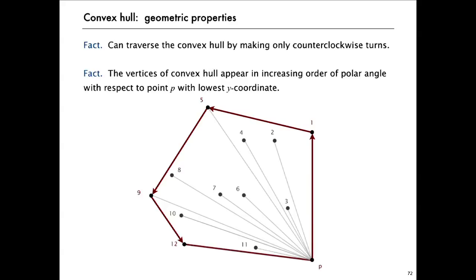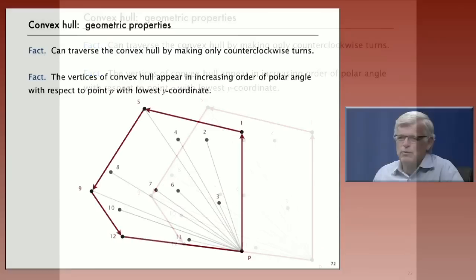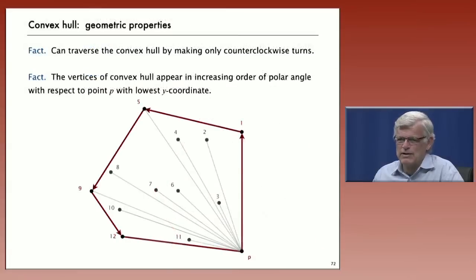The other thing is, if you take the point with the lowest y coordinate, and then look at the polar angle, for every other point with respect to that one, so the angle you get from the x-axis through P up to the point, then the vertices appear in increasing order of that angle. And again, that's not difficult to see that that's a fact.